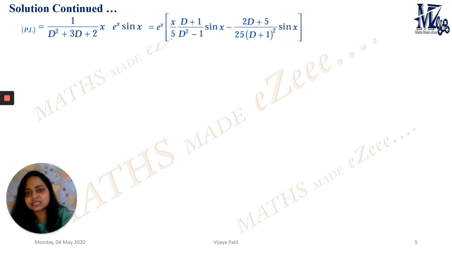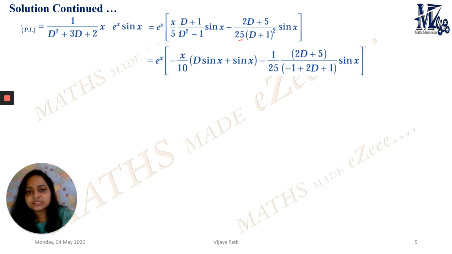Please do consider this as, so this is nothing but a 5, it's because of the previous step here, and minus 2d plus 5 divided by 25 into d plus 1 the square. So this 5 has come out of the square bracket, so it has come as 25, and this d plus 1 the square sine of x. So it's nothing but minus. How has this come here? Because if I'm putting minus 1 as d squared, it will give me minus 2, right? So 5 into minus 2 will give me minus of 10. So it's because of this, it's minus x by 10.